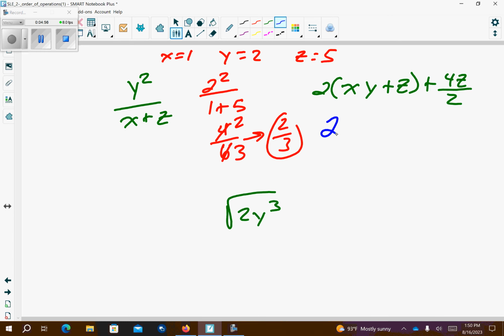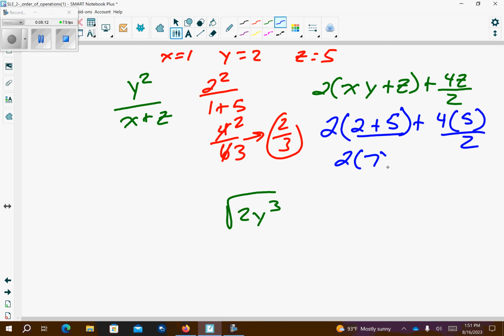For the next one, the 2 stays alone. The x and the y are multiplied together. So x is 1, y is 2. So 1 times 2 is 2, plus z, which is 5, plus 4z, z is 5, over 2. Take a look at this. Add those together, that's going to give me 7. 4 times 5 is 20, and then I get 20 over 2. So let's do the multiplication here. 2 times 7 is 14. 20 over 2 is 10, and then add them together to get 24.